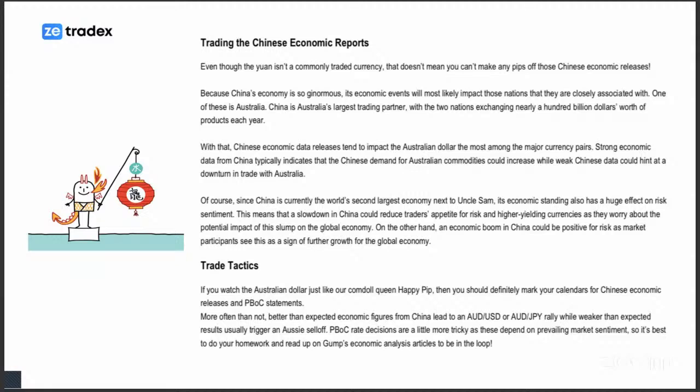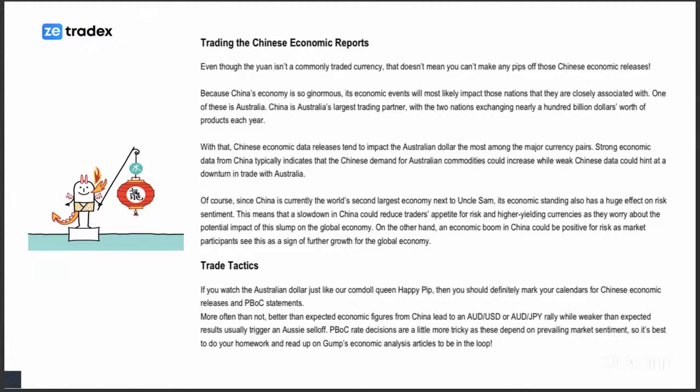So this information comes to you as very essential, because you need to understand how these things work, right? The Chinese economic data releases tend to impact the Australian dollar the most among the major currency pairs. Strong economic data from China typically indicates that Chinese demand for Australian commodities could well increase, while weak Chinese data could hint at a downturn in trade with Australia.